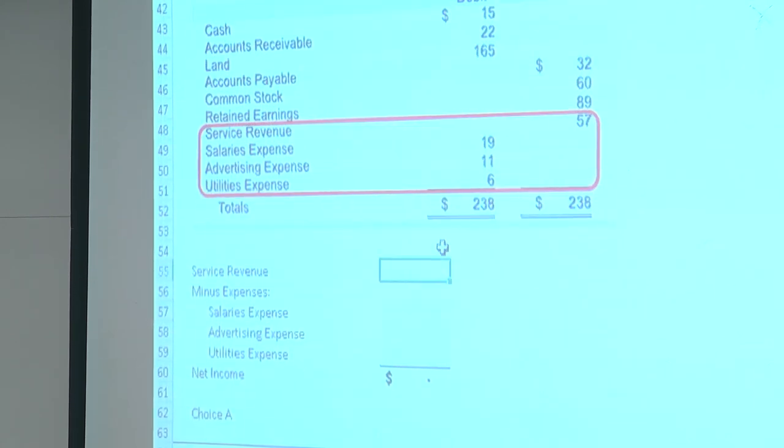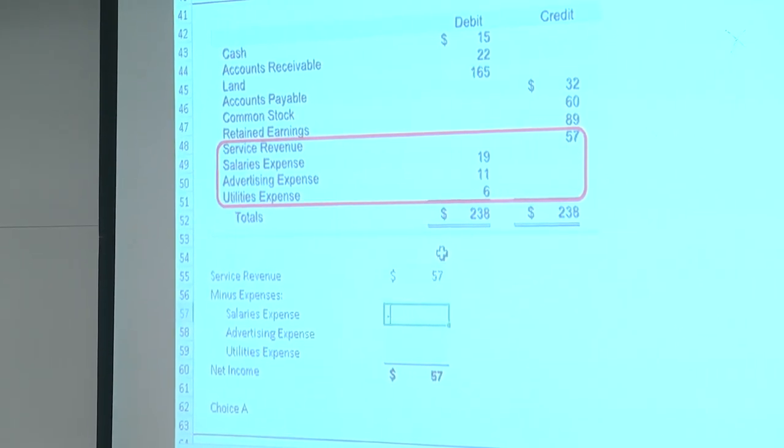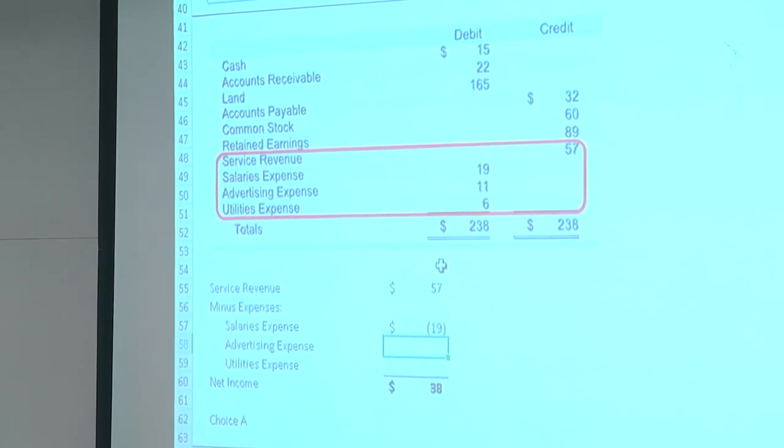All you have to do is take the revenue amount, in this case service revenue of 57, and subtract out each one of these expenses. So we have $19 for salaries, $11 worth of advertising, and $6 worth of utilities, to get us to net income of 21.